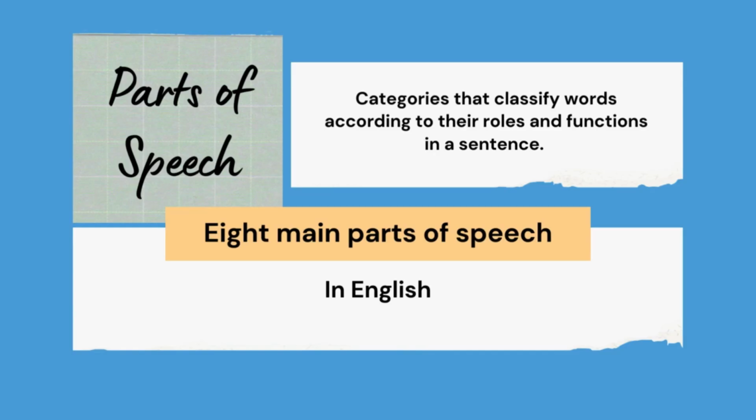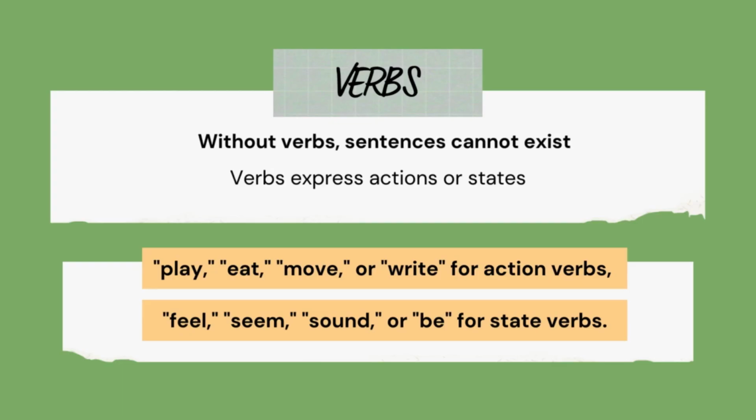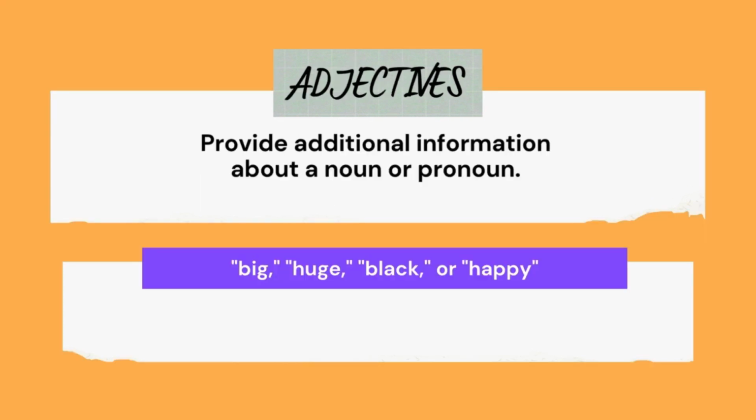In English, there are 8 main parts of speech that we should familiarize ourselves with. First up, we have verbs. And they are incredibly important because without them, sentences cannot exist. Verbs express actions or states. Think of words like play, eat, move, or write for action verbs, and feel, seem, sound, or be for state verbs. Next, we have adjectives.